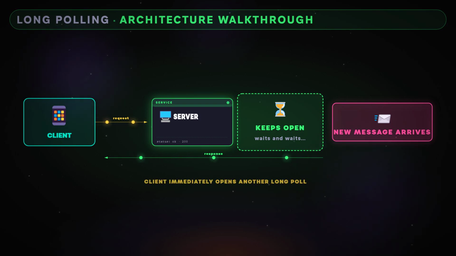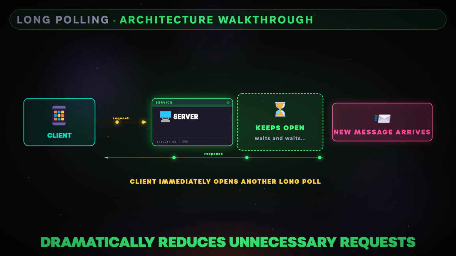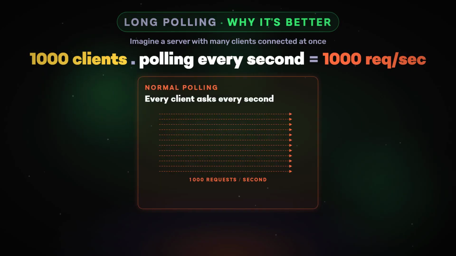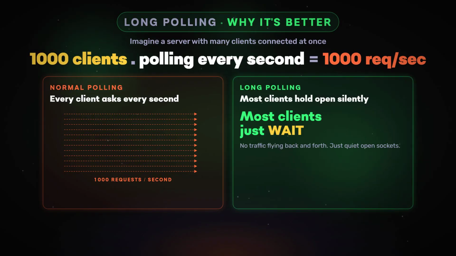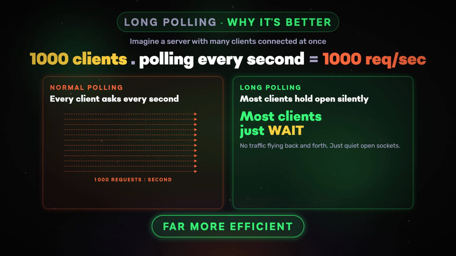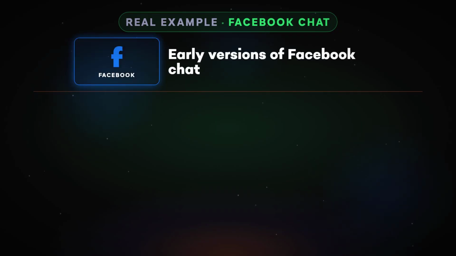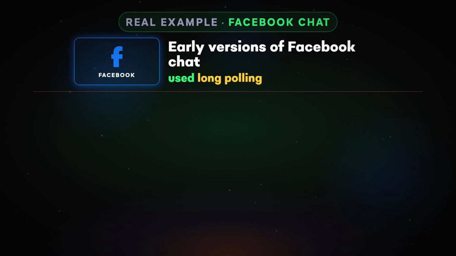This approach dramatically reduces unnecessary requests. Now, why is long polling better? With regular polling, 1,000 clients polling every second may generate 1,000 requests every second, even when nothing changes. With long polling, most clients simply wait. Requests only complete when new data becomes available. Far more efficient. A real-world example is Facebook. Early versions of Facebook chat used long polling. Many early messaging systems relied on it before WebSockets became popular.